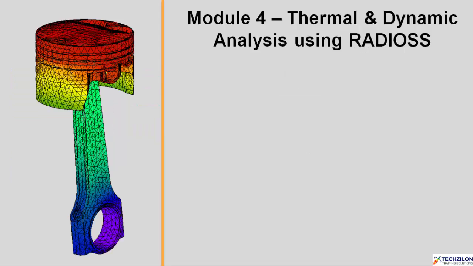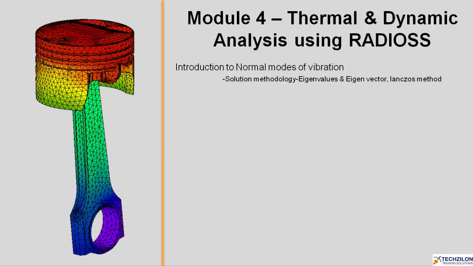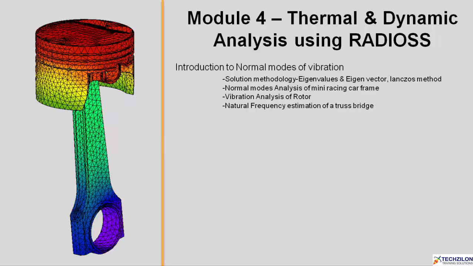In Module 4, you will learn thermal and dynamic analysis using Radioss. You will be introduced to normal modes of vibration, under which you will learn solution methodology, which consists of eigenvalue, eigenvector and Lanczos method, normal modes analysis of mini racing car frame, vibration analysis of a rotor, natural frequency estimation of a truss bridge, and modal analysis of a brake disc. You will then be introduced to thermal analysis, wherein you will be doing a thermal analysis on a friction ring.